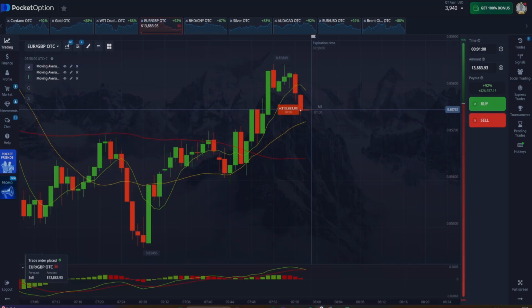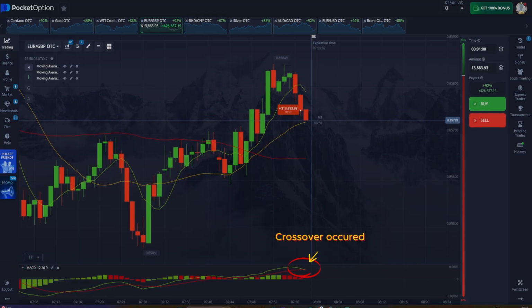I'm taking a sell position because the MACD is now showing strong signs of weakness. The main line has crossed below the signal line. This tells us that selling pressure is dominating, buyers are losing control, and the price is likely to continue its decline. Let's see the outcome.